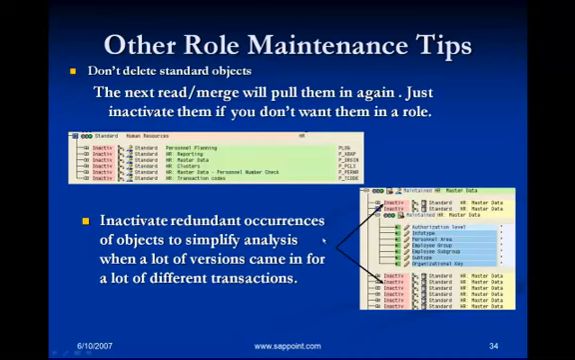And inactivate the redundant versions of objects to simplify analysis. When a lot of versions come in for a lot of different transaction codes, avoid as much redundancy as possible for the authorizations.